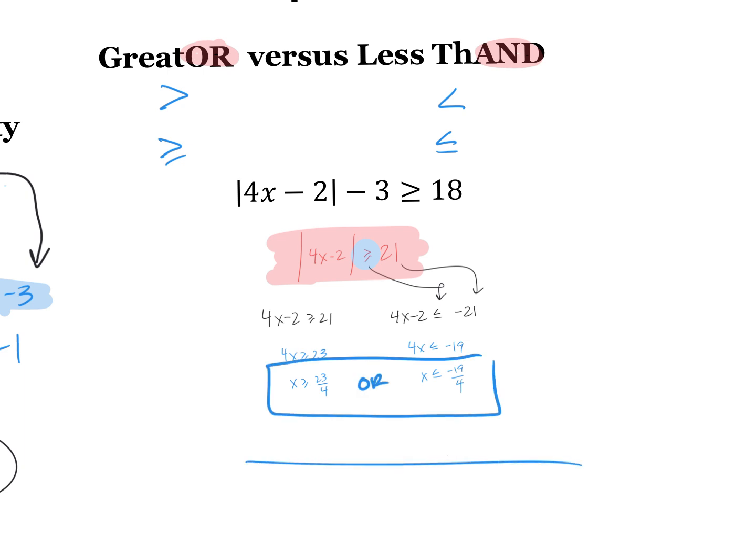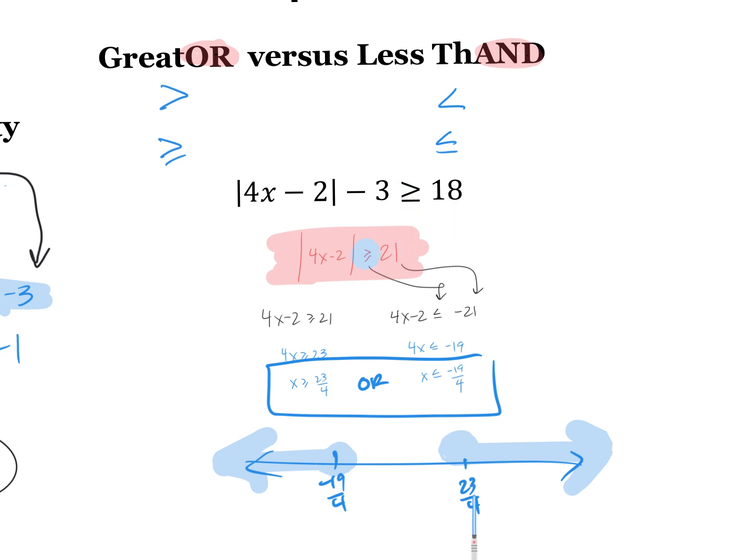You don't have to draw this, you guys, but if I were to put these numbers on a number line, negative 19 fourths and 23 fourths, this is saying as long as my numbers are bigger than that or less than that, they'll make this a true statement. Give me a number that's less than negative 19 fourths. Negative 10. If I put a negative 10 in here, what's it? 4 times negative 10? Negative 40 minus 2. Negative 42 absolute valued. 42 minus 3. Is 39 greater than or equal to 18?